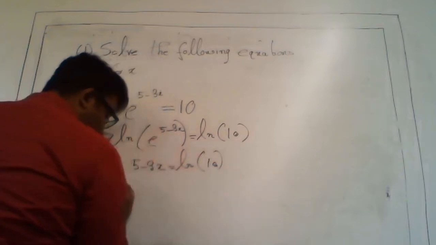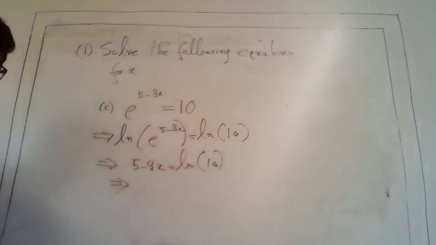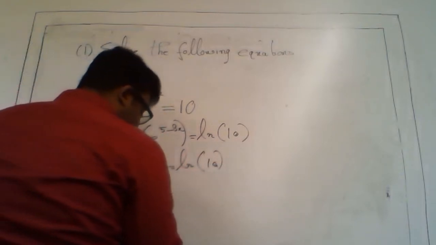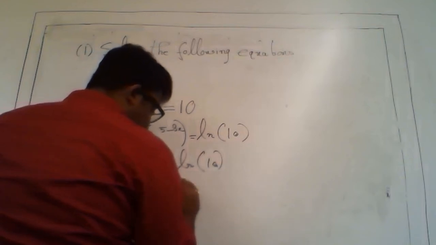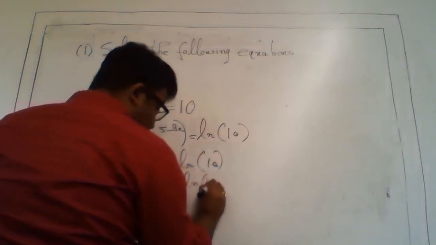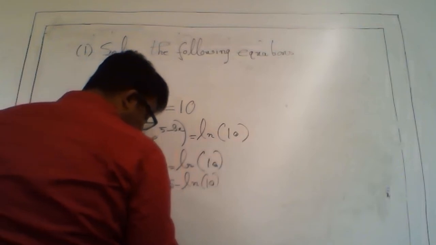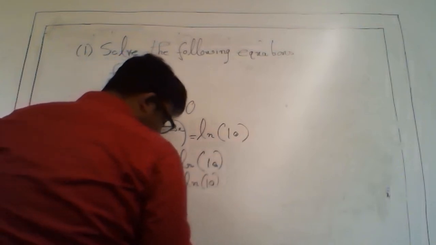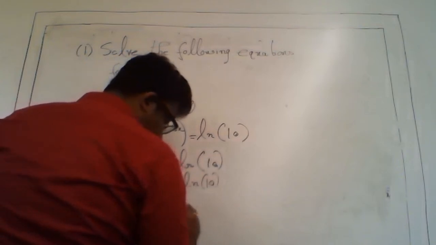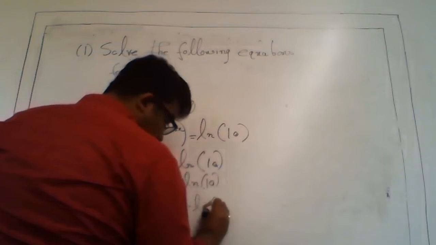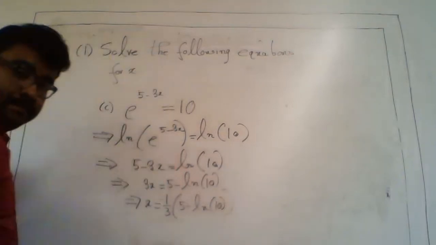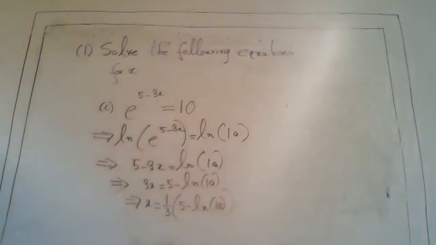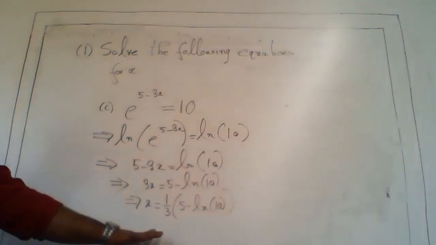So to solve this now, I get 3x equal to 5 minus ln 10. From here I get x equals 1/3 (5 minus ln 10). So this is the required solution.